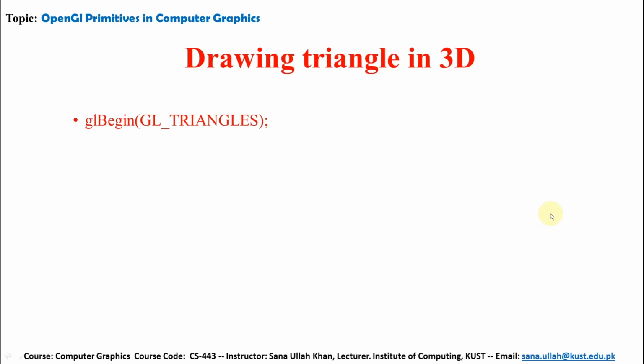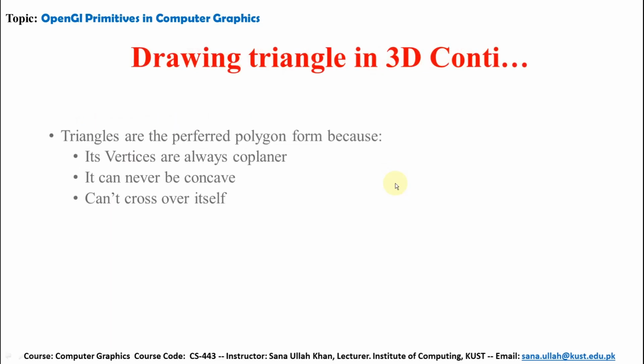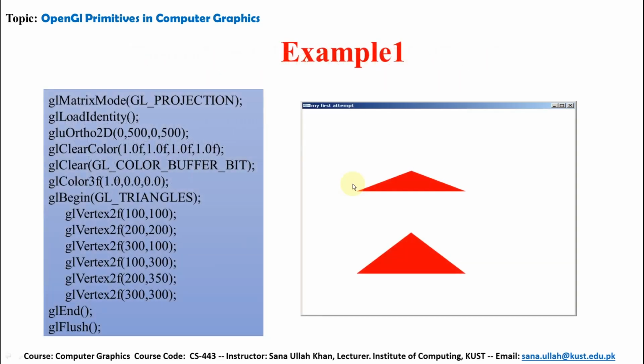Triangles must start with glBegin and must end with glEnd. It is the triangle mode. These are the x and y locations. Triangles are the preferred polygon form because their vertices are always coplanar. A triangle can never be concave and cannot cross over itself. So this is the result.